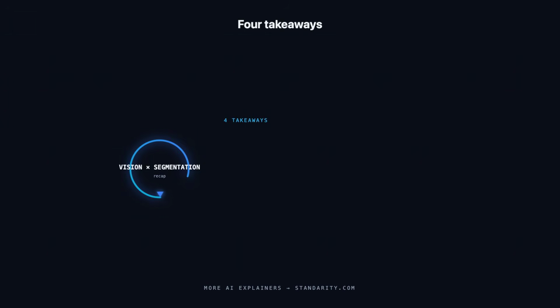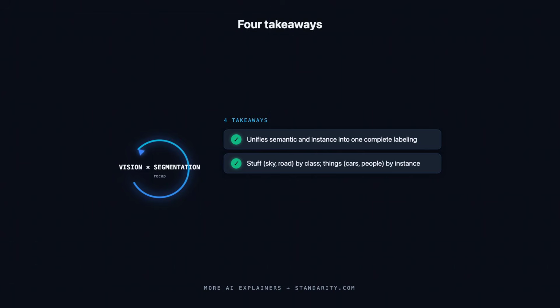All right, let's gather the essentials to carry away from this one. Panoptic segmentation unifies semantic and instance segmentation into one complete labeling where every pixel gets a class and, where relevant, an instance identity. The key distinction is stuff versus things. Amorphous stuff like sky and road is labeled by class. Countable things like cars and people are separated into instances. Measured by panoptic quality, it produces one non-overlapping map, exactly the complete scene understanding self-driving cars and robots need.